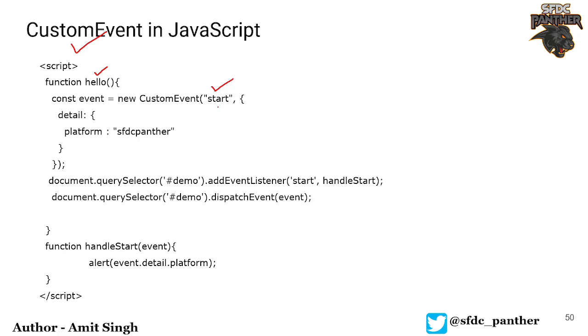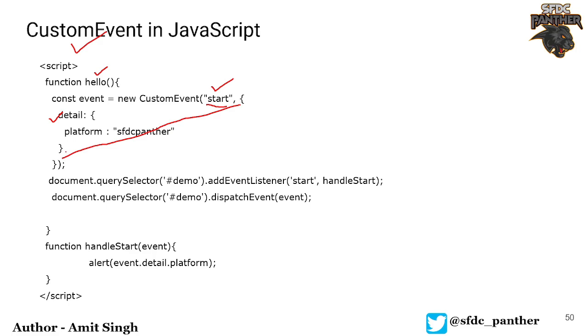Number one is mandatory, which is start, the name of your event. It can be start, save, cancel, pagination, next or previous. Whatever name you want to give, it can be anything. The second parameter is the object, and the name of that parameter is always going to be detail. Under that detail, you can send either the complete object or a string. It completely depends upon what sort of data you want to send from this particular event.